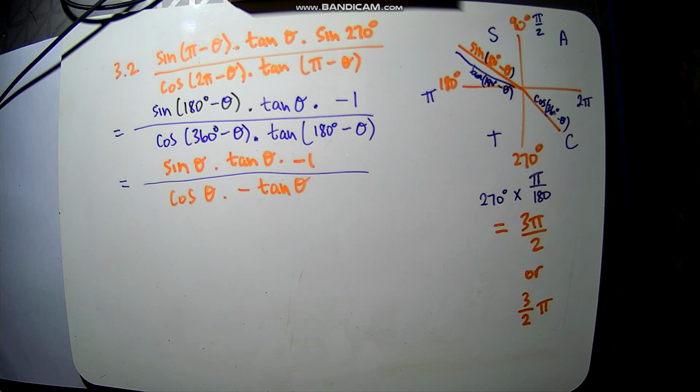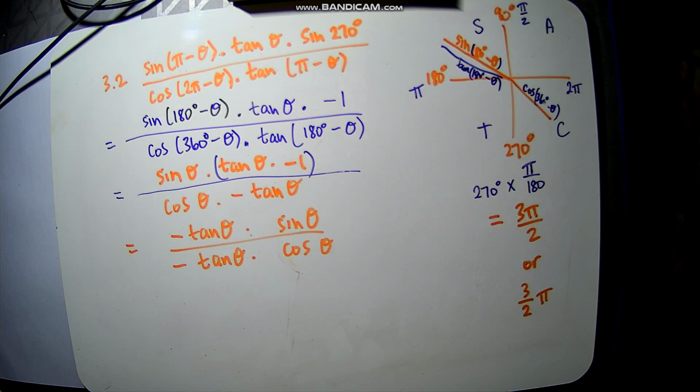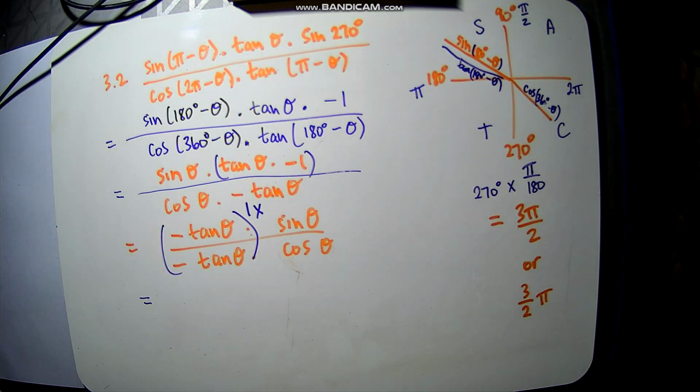1 times anything is that number. So negative 1 times tan theta is negative tan theta. I moved the negative tan thetas to the front just so you can see what's going on. Now anything over itself, perfectly over itself, will give us 1. So this means we'll be left with sine theta over cos theta. And from our trig identities, the formula, this will be tan theta.